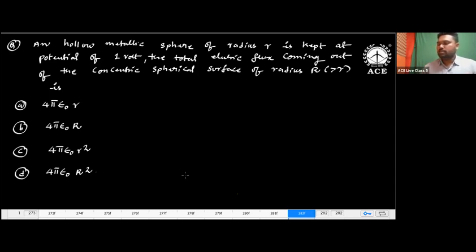Yes, what is the answer? This was one of your GATE questions, asked for 2 marks.